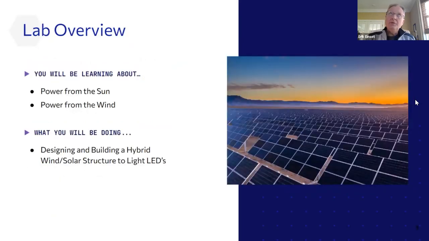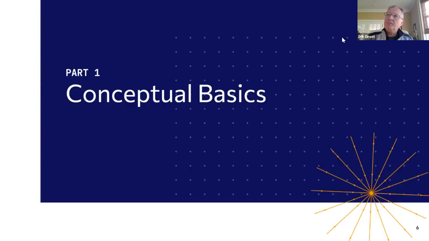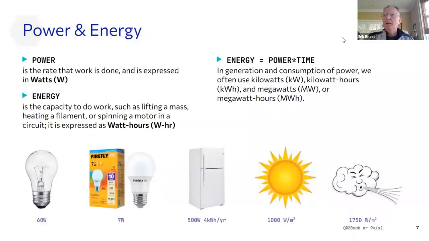So what we're going to do today is talk about how the sun and wind energy can be captured and converted. And you're going to be building a hybrid wind solar structure. We want you to build a little house, and you're going to have LEDs to light up. So you can use renewable energy to light up your house. So let's start with some of the basics.